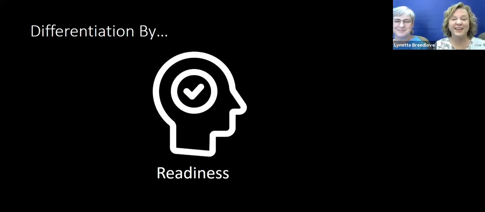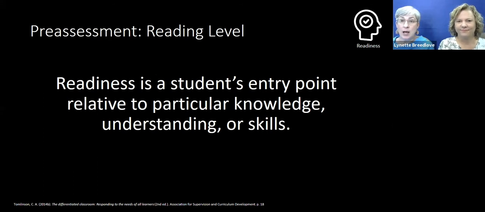And now we'll look at the next way to differentiate. So the next approach is to differentiate by readiness. A lot of people in their reading classrooms do reading level assessments. There are lots of different ways that students are assessed for reading level and often assigned reading based on that level. So this is a way to act on that data that you gather.